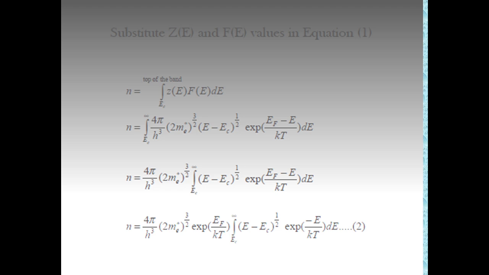Substitute Z(E) and the value of f(E) in equation 1. Therefore, n is equal to the integral of Z(E) f(E) dE, from EC to infinity, of 4π/h³ (2m_e)^(3/2) (E − EC)^(1/2) e^((EF − E)/kT) dE. So n = 4π/h³ (2m_e)^(3/2) times the integral from EC to infinity of (E − EC)^(1/2) e^((EF − E)/kT) dE.